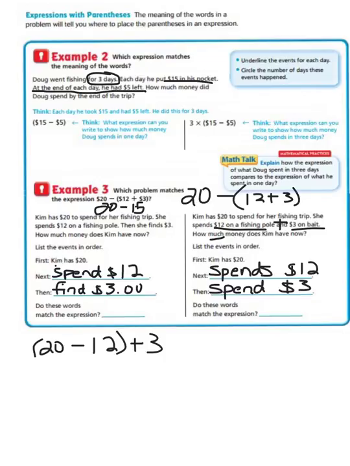But down here, this is 8 plus 3 equals 11. So we see that we get a different answer. So we know that do these words match the expression? And this would be the yes.